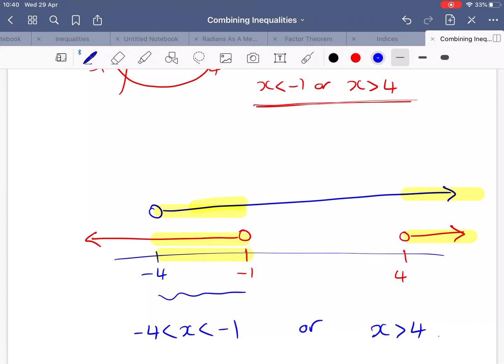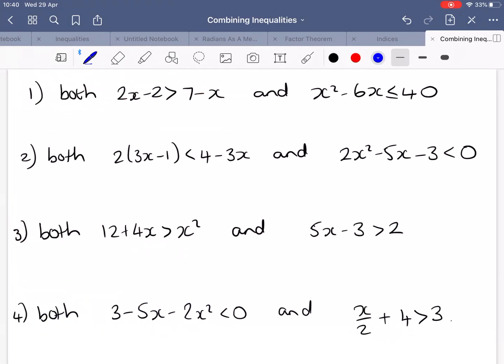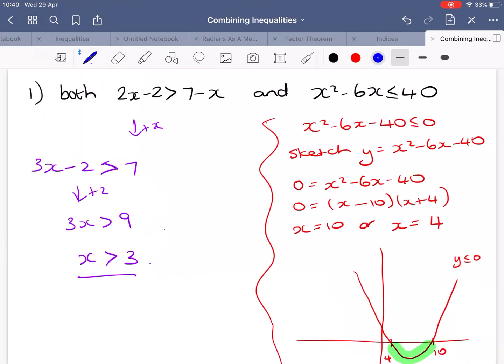Okay, right. Four for you to have a go at. Press pause and then I will show you the answers. Okay, first one, hopefully you did the linear inequality straightforward. Second one, make the inequality 0 first and then write that you're going to draw the sketch.